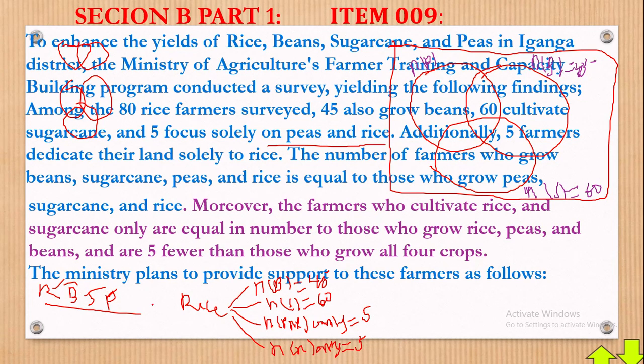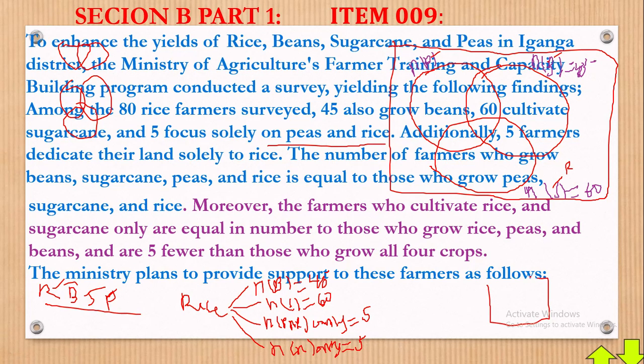But I've clarified, I've said, the survey they made was of rice farmers. It means that the farmers who grow beans also grow rice, the farmers who grow sugarcane also grow rice, and the farmers who grow peas also grow rice. Meaning that rice is more like a universal set. Rice is a universal set.